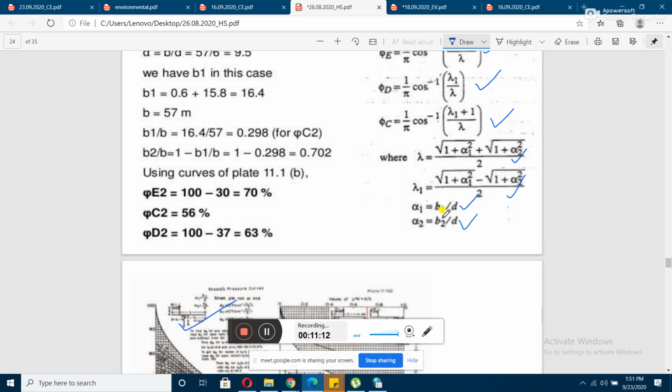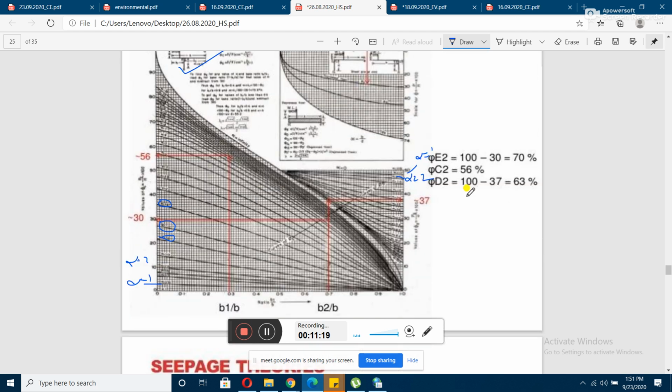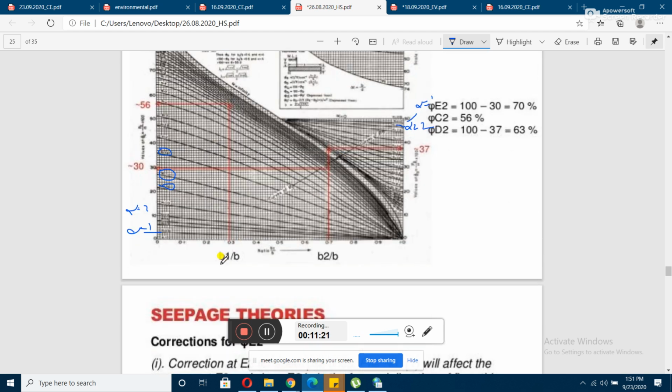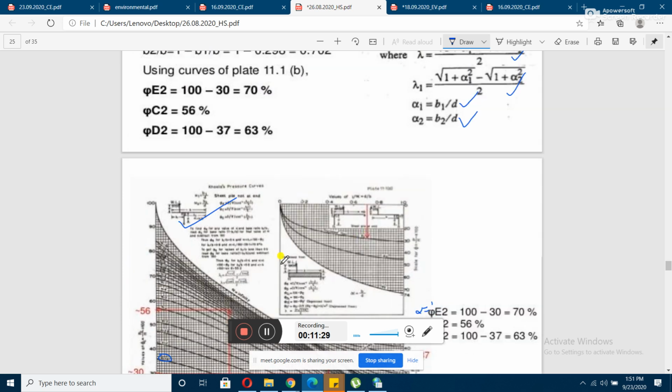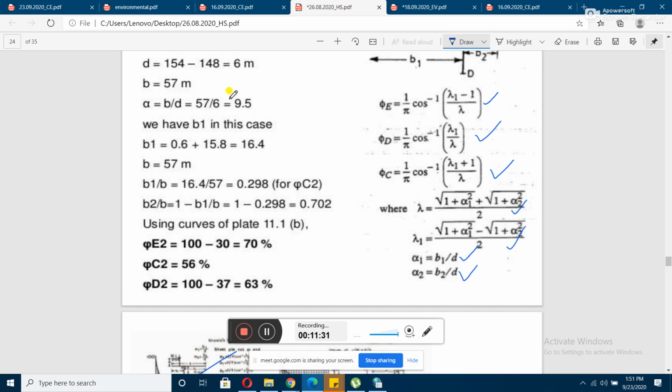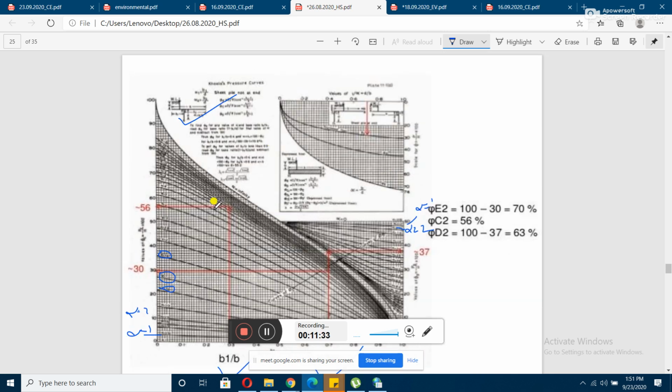Only for that purpose you need to find b1 by d as well as b2 by d. But for the graphical method what you need to find out is b1 by b and b2 by b, these two values have to be determined, okay. After that we locate the alpha value. Your alpha has turned out to be 9.5, so here we have to locate the alpha value.